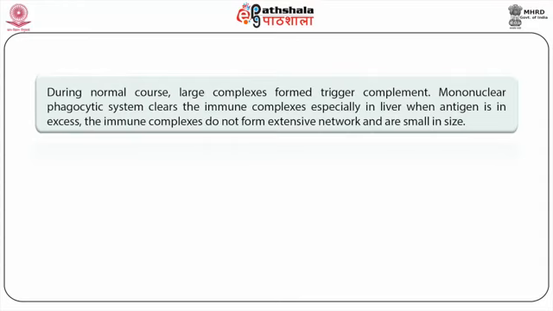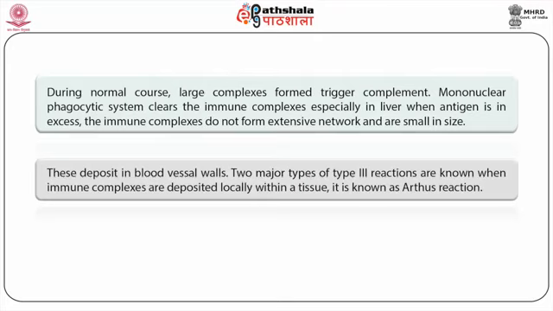The immune complexes do not form an extensive network and are small in size. These deposit in blood vessel walls. Two major types of type 3 reactions are known. When immune complexes are deposited locally within a tissue, it is known as the Arthus reaction.